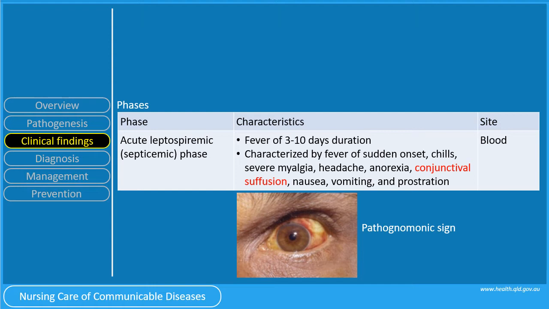When reviewing for communicable diseases, you would often hear the phrase pathognomonic sign. So, what is a pathognomonic sign? It is a particular sign whose presence means that a particular disease is present beyond any doubt.